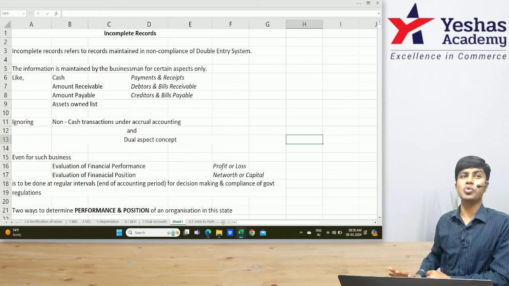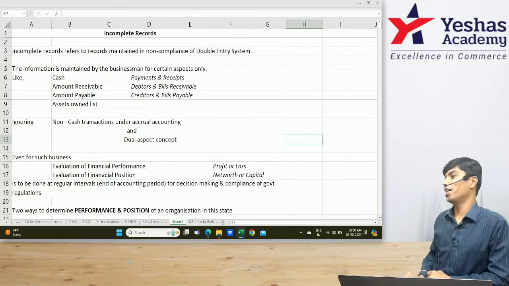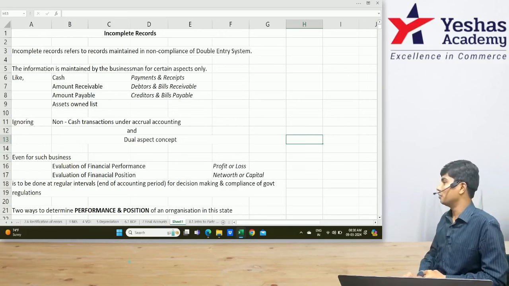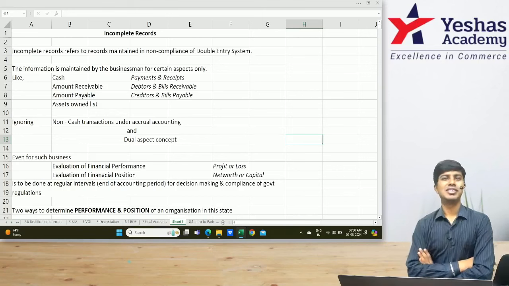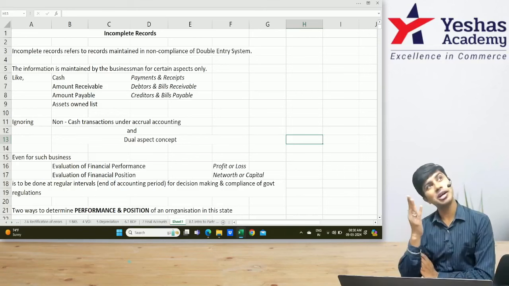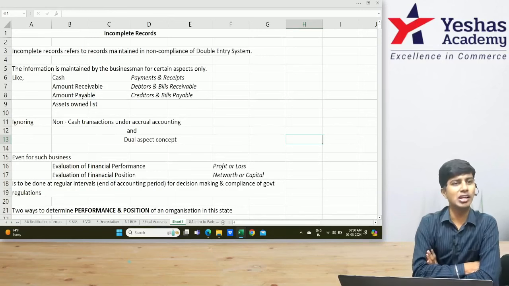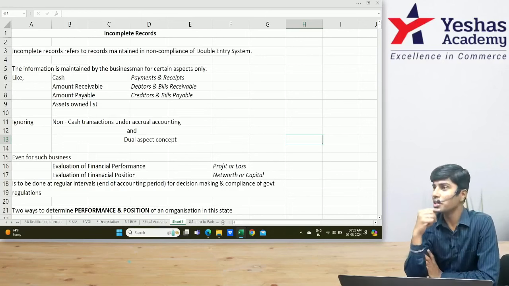The problem starts when at the end of the year he wants to prepare the profit and loss account and the balance sheet. Why? How do you prepare them? You would want to see the trial balance. Our trial balance is not tallying. The debit side total is one number, the credit side total is another number. Both are nowhere close. Can you prepare final accounts with an untallied trial balance? So that's where the problem comes.